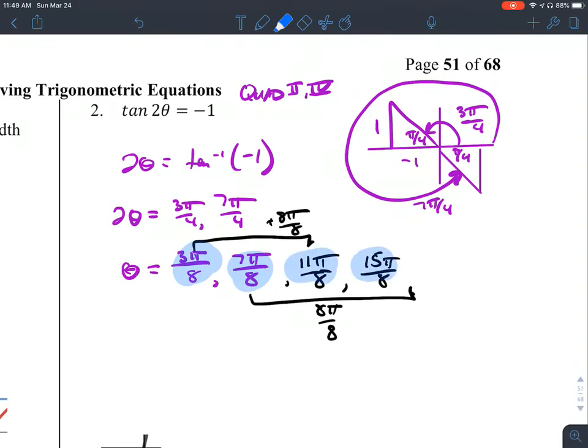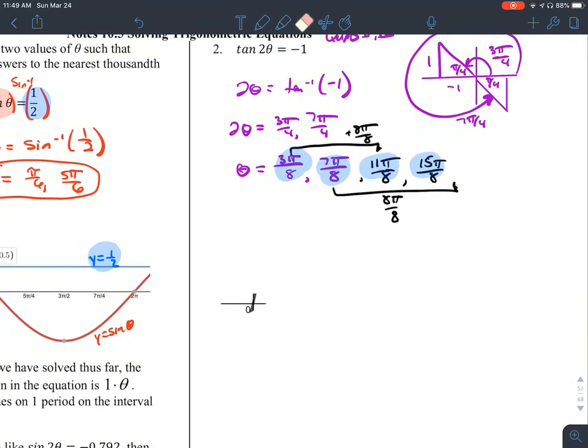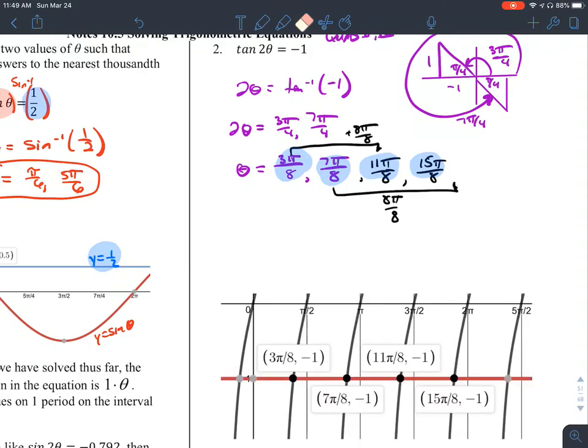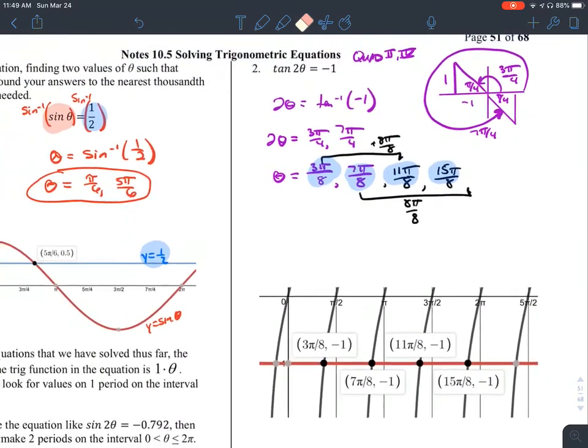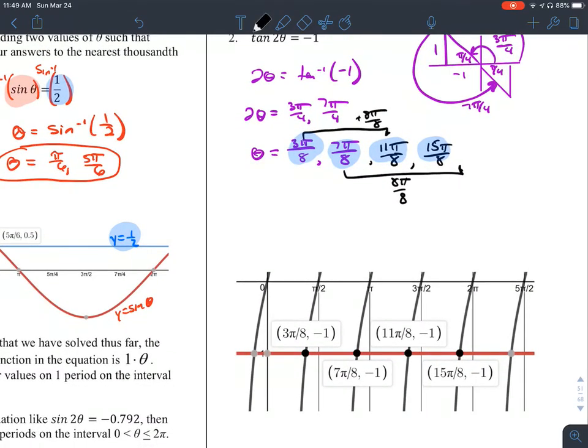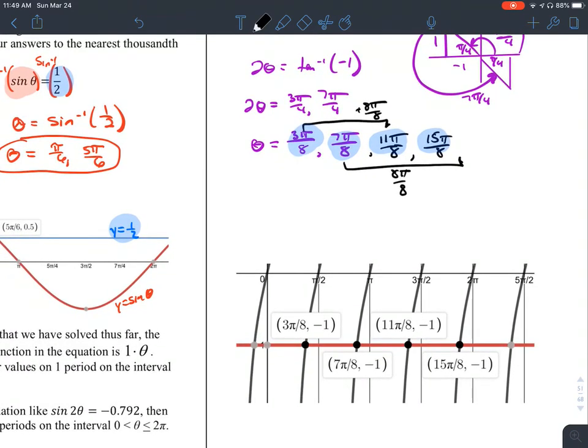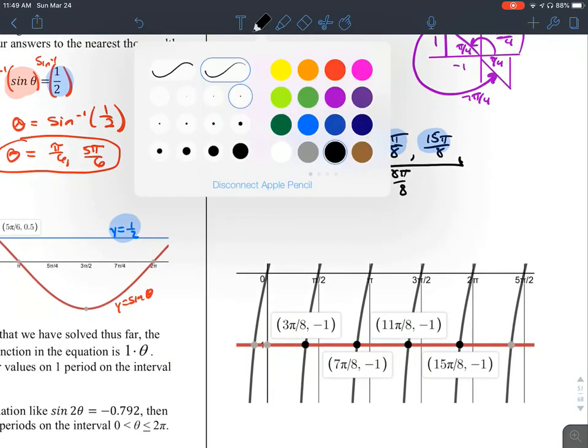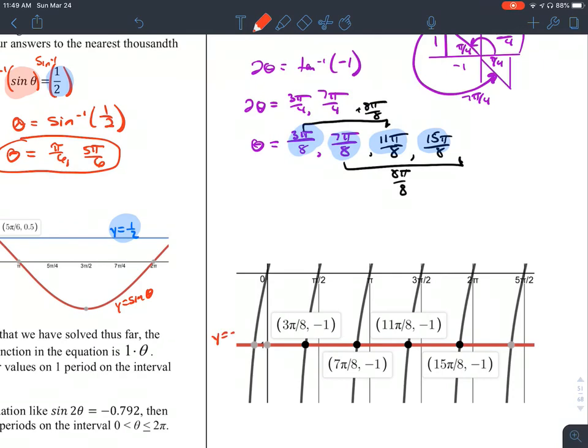Let me show you what this looks like graphically once again. This is not required to do these problems, but I'm just trying to make sure that you understand what's happening. So initially, this was equal to negative 1/2. So this red line that you see here is y equals negative 1, and the black curve represents y equals tangent of 2 theta.